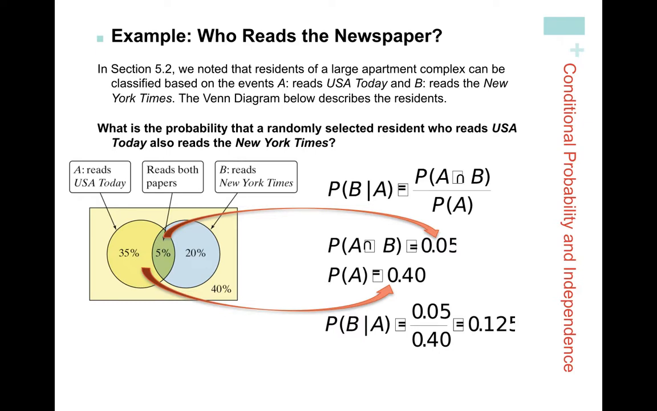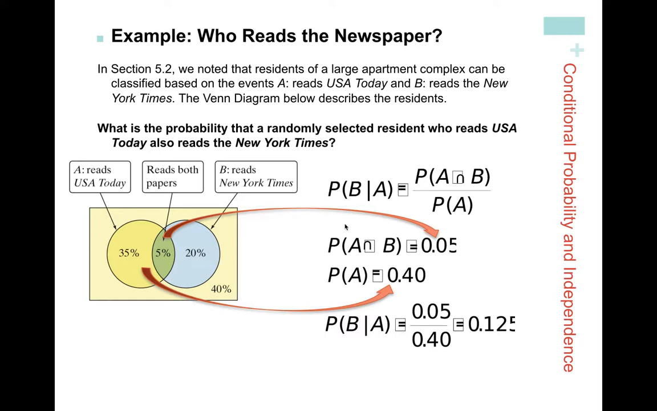So what do we have? We know that A intersect B is this 5% or this 0.05. The probability of A, all of A, is the entire yellow circle. So it's 0.35 and 0.05. So you have to add both of those up. So the probability of A is 0.4.